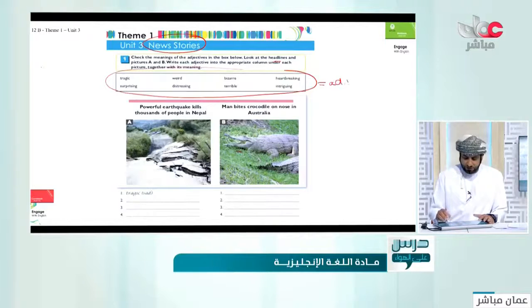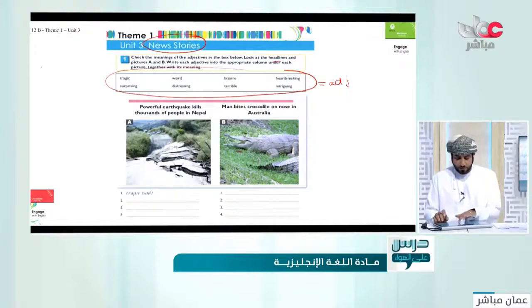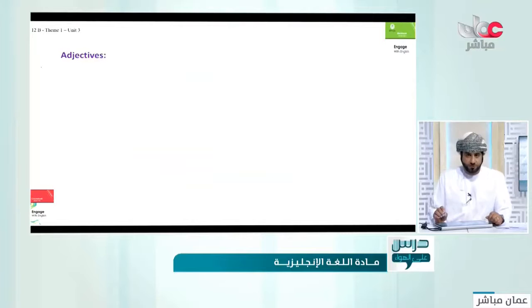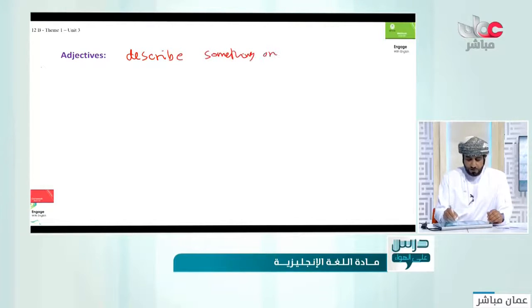Adjectives. So the adjectives here will play a vital role in describing pictures, and as you know, the idiom or the proverb in English, a picture is worth 1,000 words. So here we have to be very careful when choosing the adjective. Now, let's move to the adjective. When do we use adjectives, guys? We use adjectives to describe. Describe what? Describe something or someone.